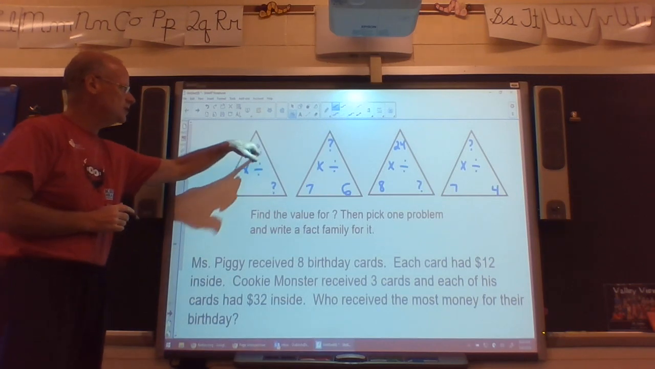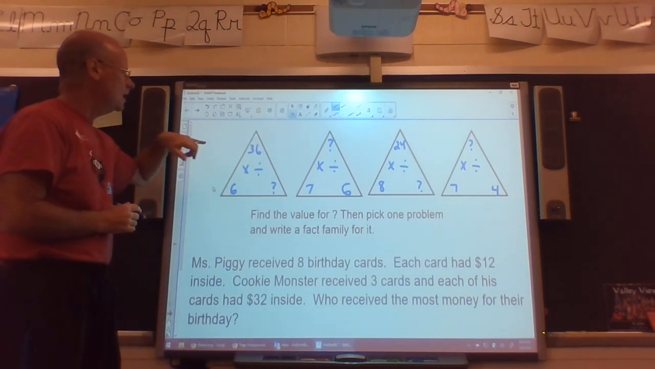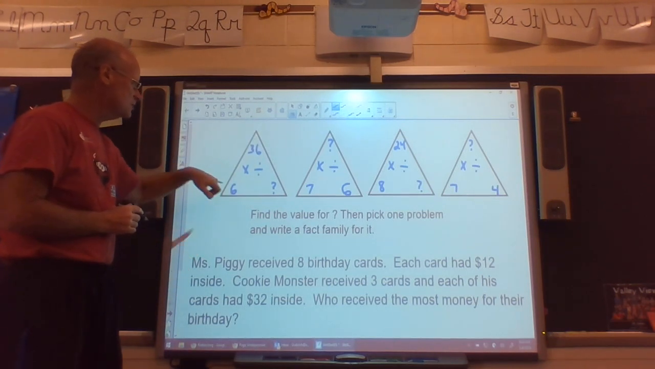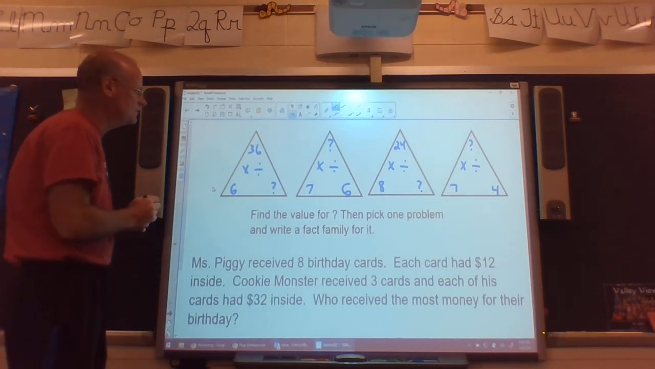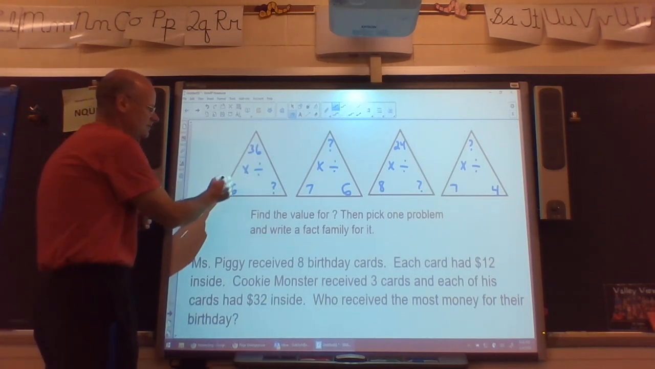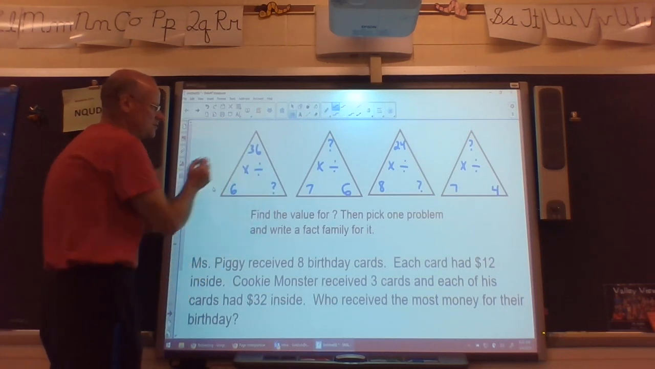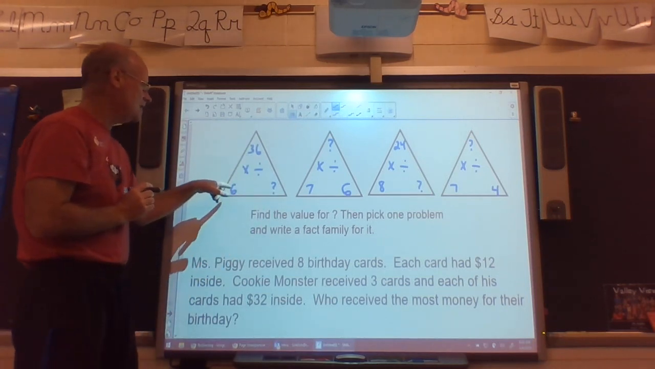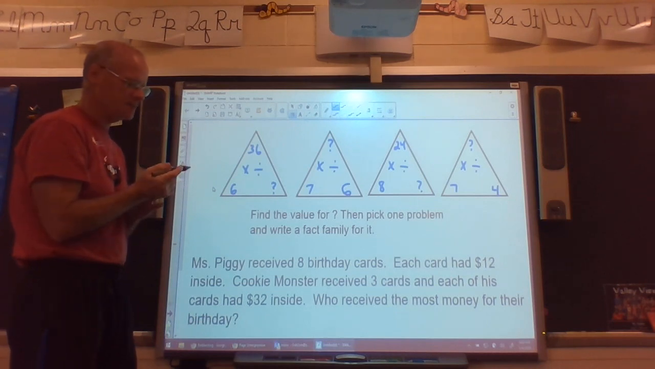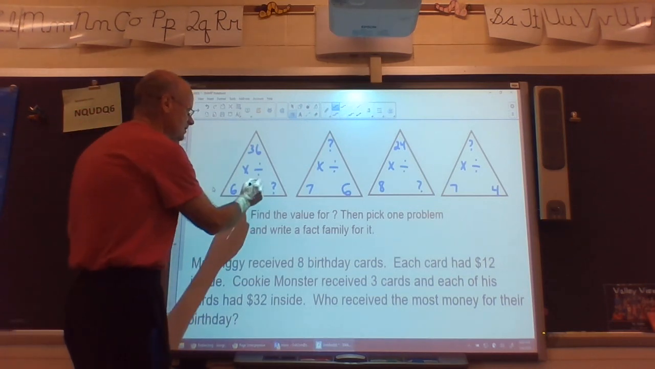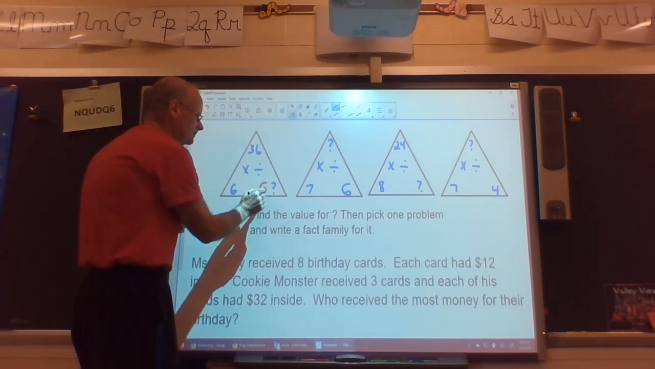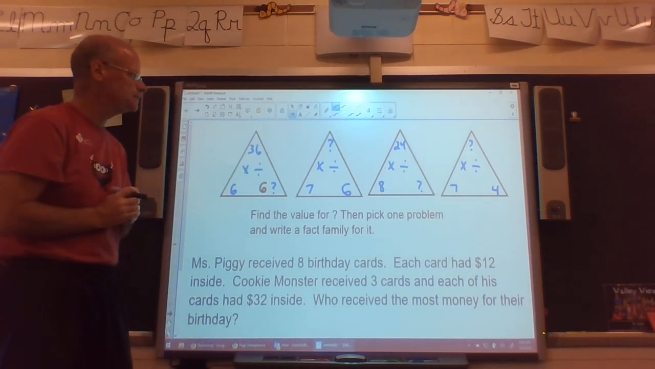I have 36 as my target number, and one of my factors is 6. So I have to figure out, I can do 36 divided by 6 to get this number, or I can say 6 times what equals 36. And I know that 6 times 6 is 36. So I'm going to put a 6 right in the spot. So this is my fact triangle.